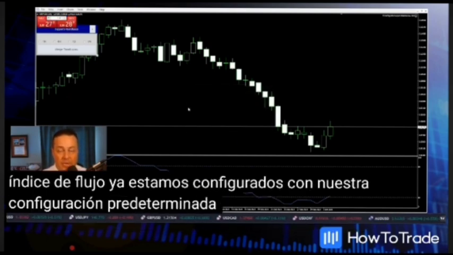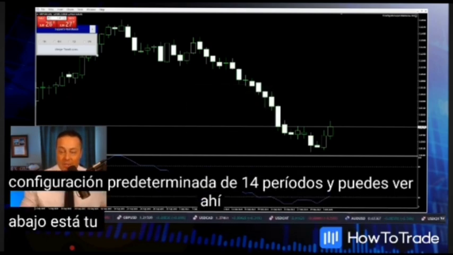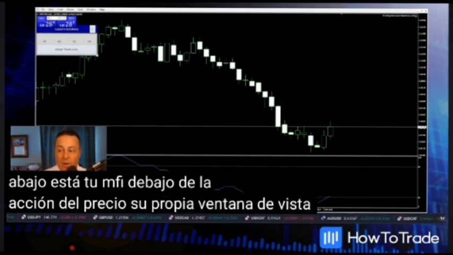We're already set up with our 14 period default setting, and you can see right down there's your MFI below price action, its own separate window.